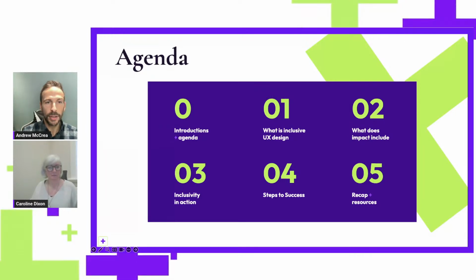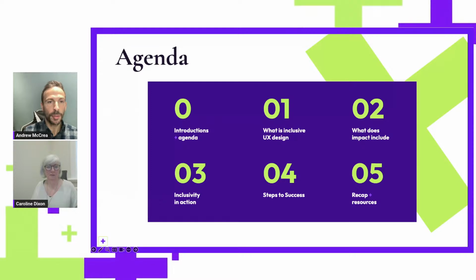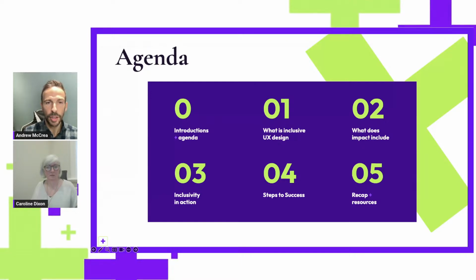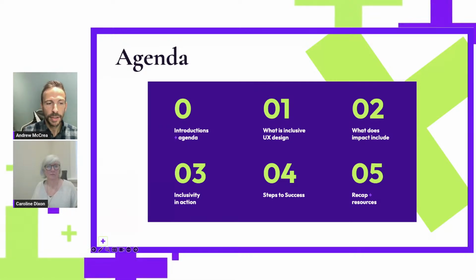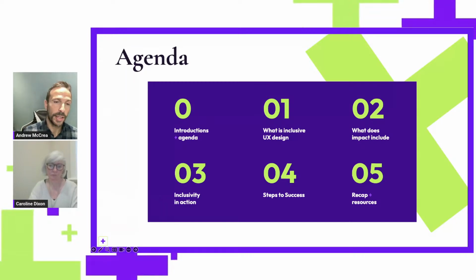So what we're going to cover in the agenda is we're going to talk a little bit about what inclusive design actually is, especially useful, hopefully, for some of you that this might be new terminology or you're looking for a bit of an introduction to the topic. We're going to talk about what impact looks like and what it includes. So how do we know that inclusive design is making a difference? We're also going to look at inclusivity in action.